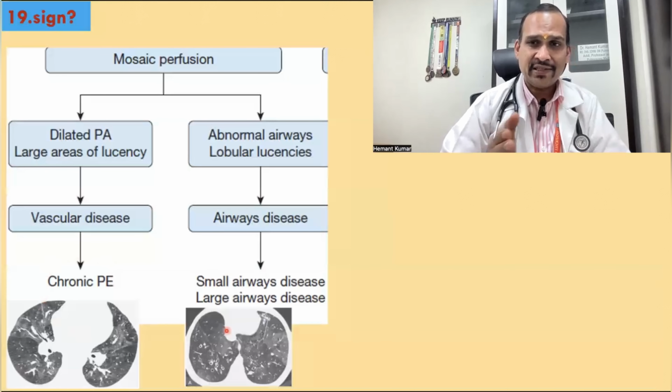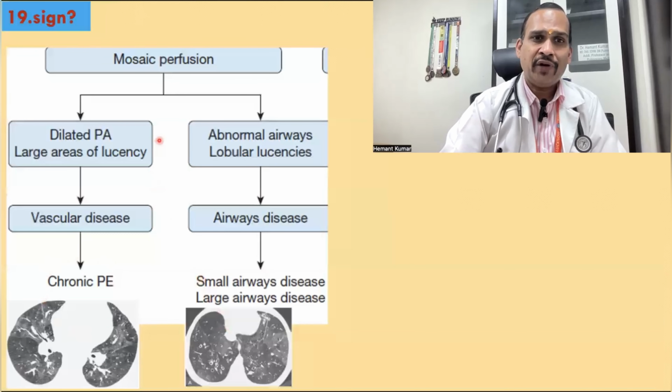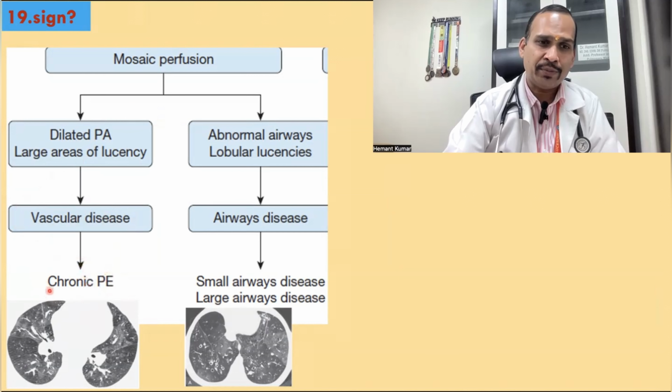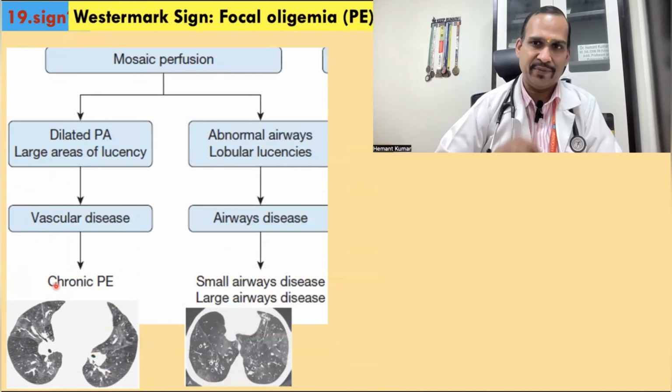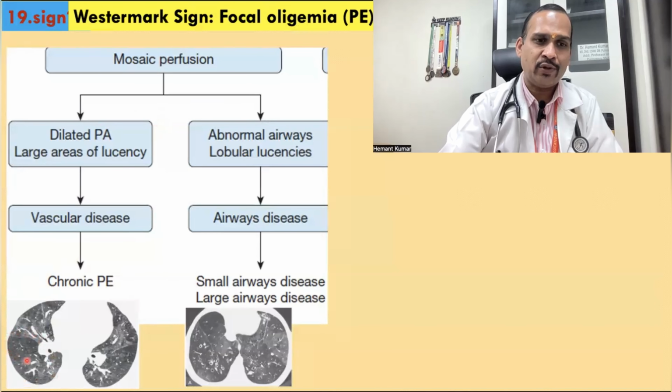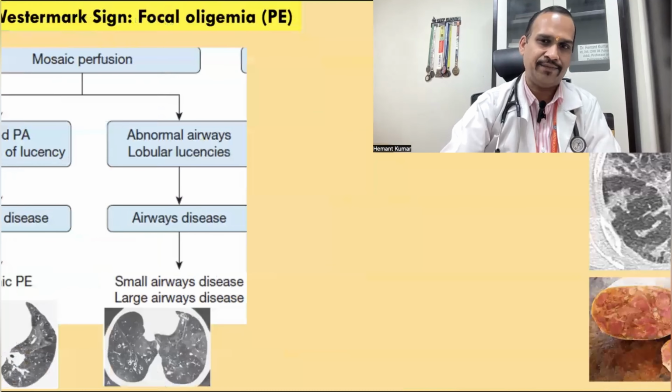The 19th sign is a continuation of the previous sign. If you find mosaic perfusion due to reduced vascular supply, maybe because of pulmonary embolism, then this is called Westermark sign or focal oligemia. This black area is because of reduced blood supply due to pulmonary embolism. This is Westermark sign.